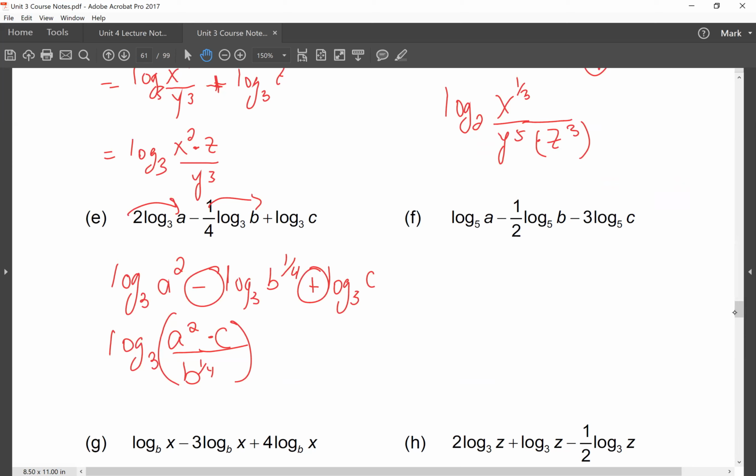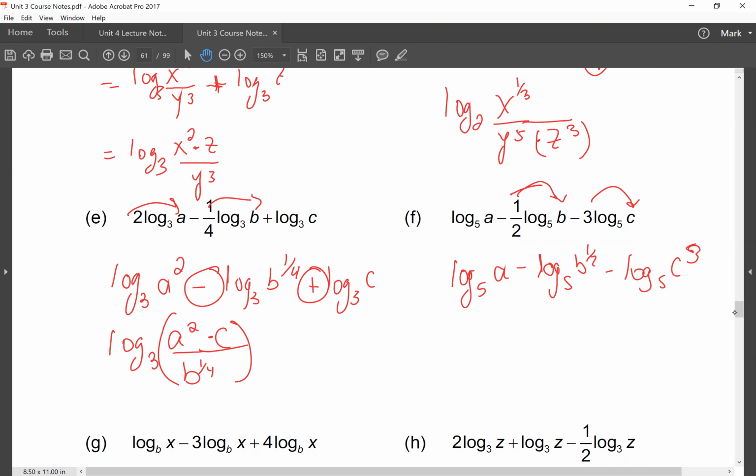All right, last one. I'm going to do one more, actually. I'm going to do a harder one on the bottom. Log a minus 1/2 log b minus 3 log c. Oops, sorry, I'm just writing it out again, aren't I? Let's put the exponents up here. So log 5a minus log 5b to the 1/2 minus 3 log c to the 5. Sorry. Log 5c to the 3. There we go. My brain is thinking of this step ahead and I'm writing different words.